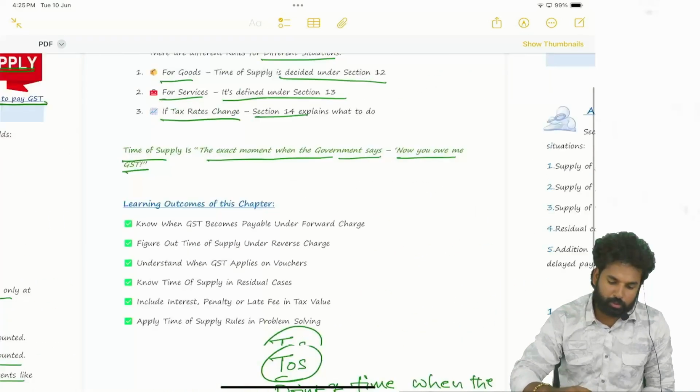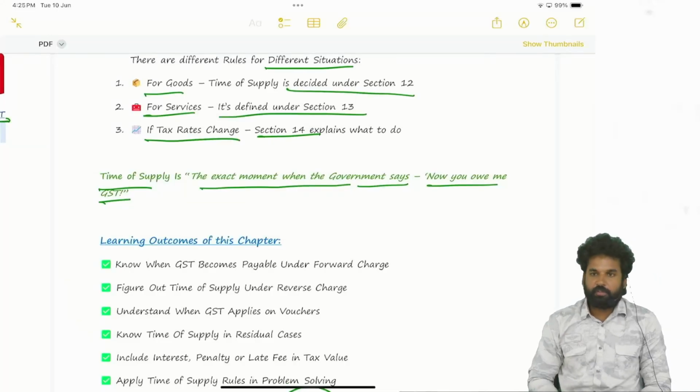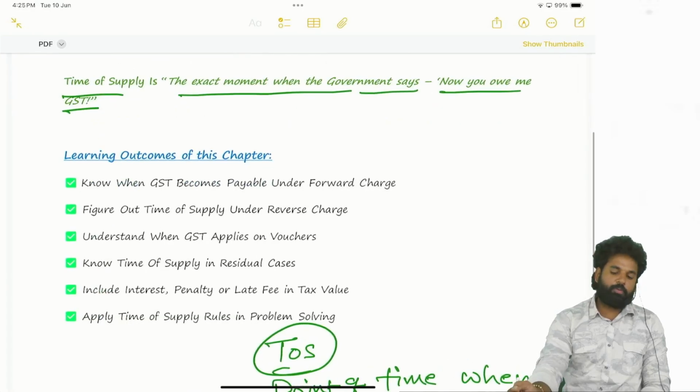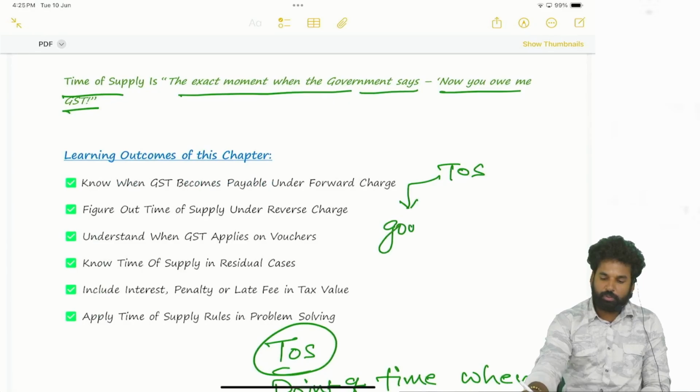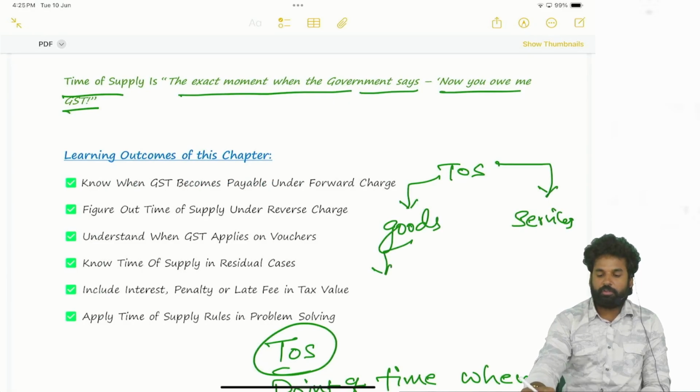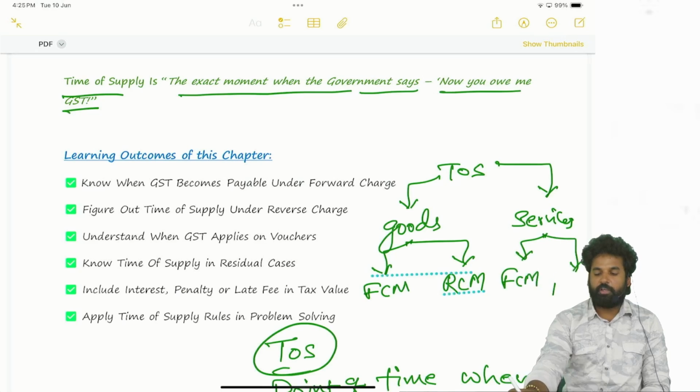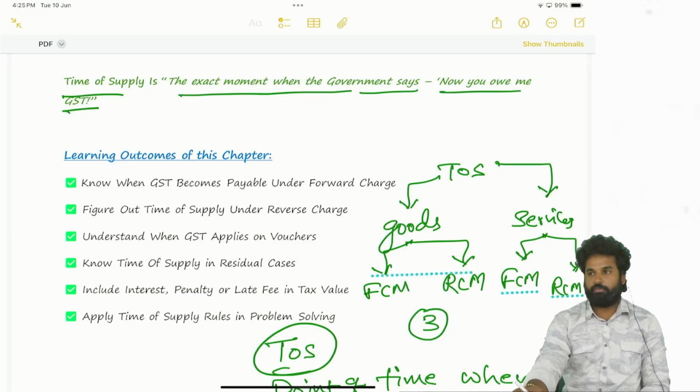So for goods, for services, and when the tax rate changes, we have sections 12, 13 and 14. In this chapter we are going to study time of supply for goods and for services, under forward charge mechanism and under reverse charge mechanism. And 3 other different cases are also there in each of these. In goods also 3 different cases are there. Similarly, in services also 3 different cases are there.